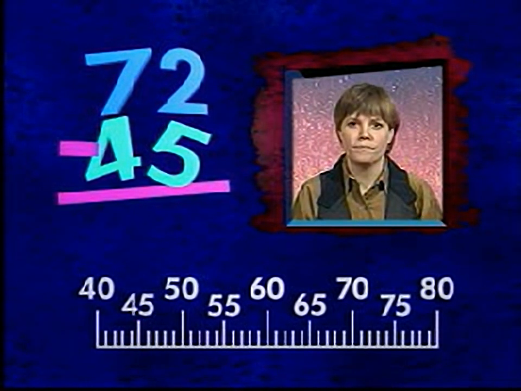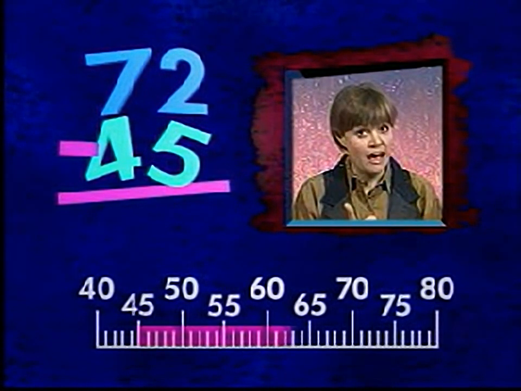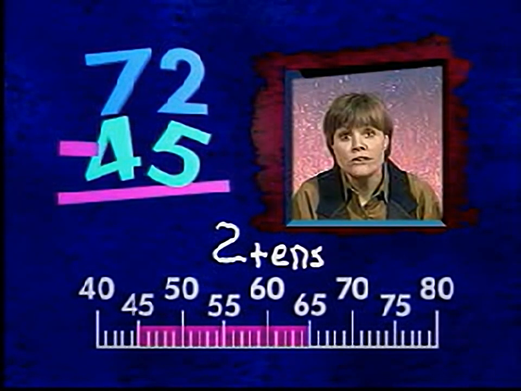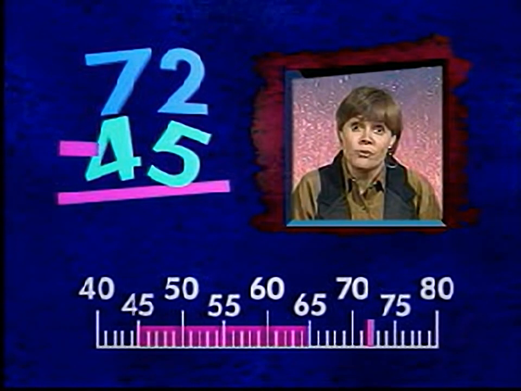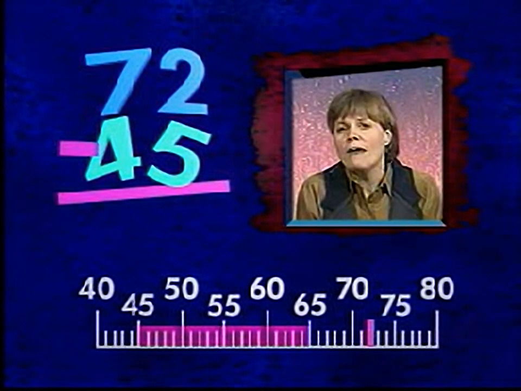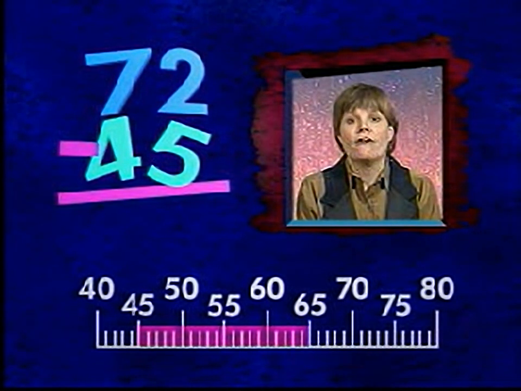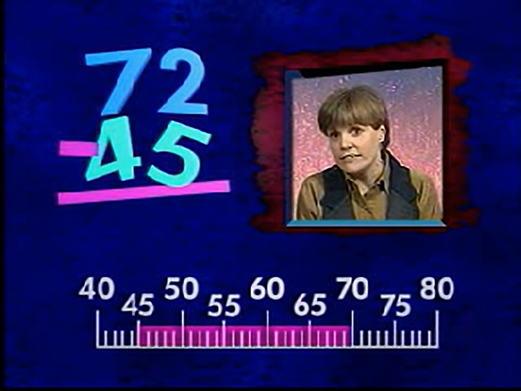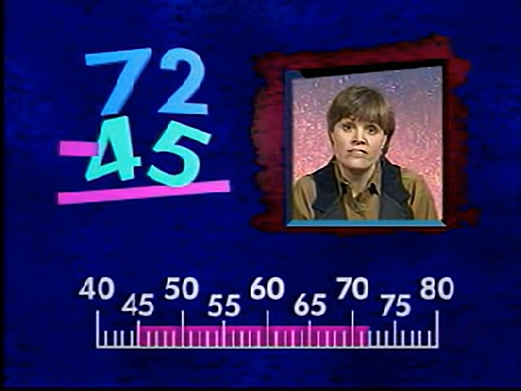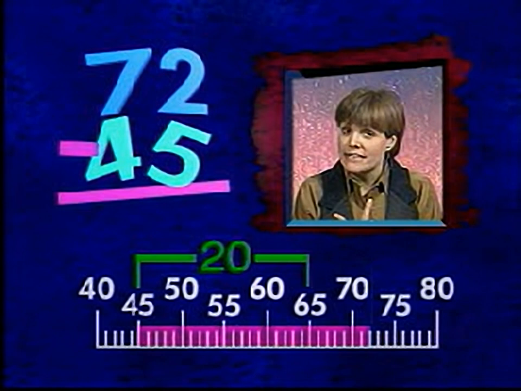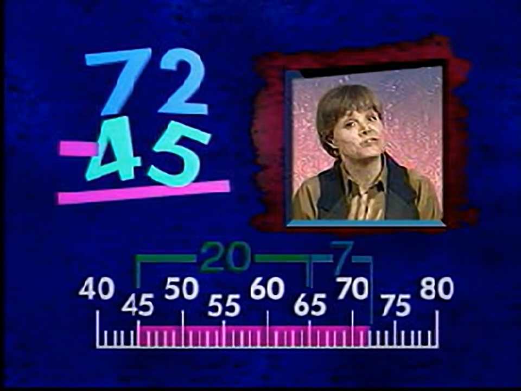Okay, here we go. 45, 55, 65. That's 2 tens. I can't use more tens because that would add to more than 72. So now I add on the number of ones it takes to get to 72. Now, 5 ones to 70, and 2 more to 72. That's 7 ones. 2 tens and 7 ones is 27.